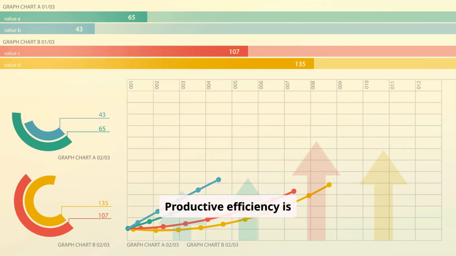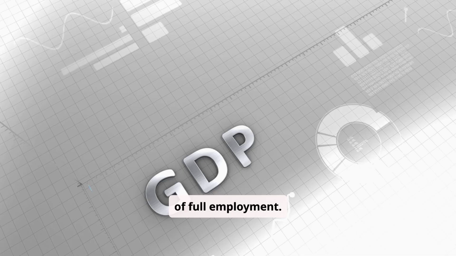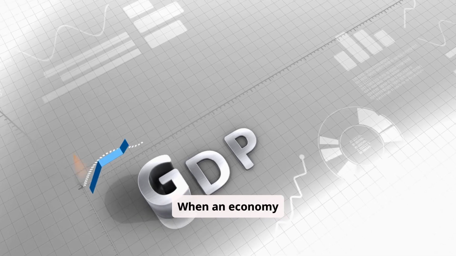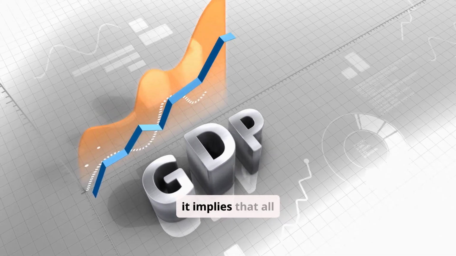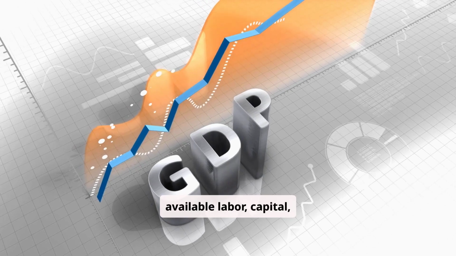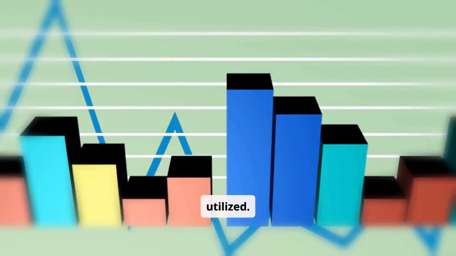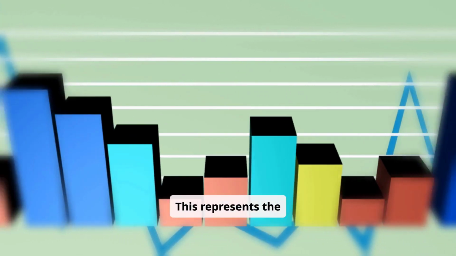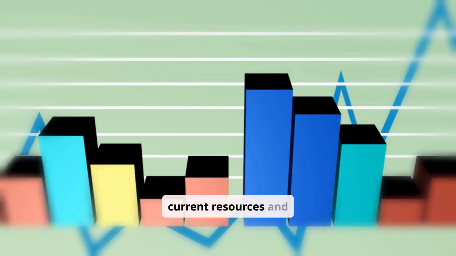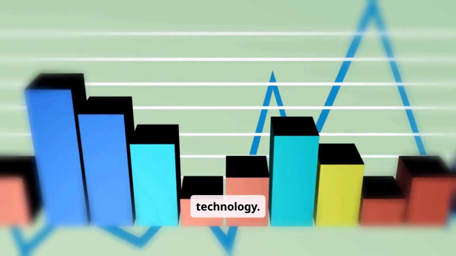Productive efficiency is closely linked to the concept of full employment. When an economy operates on its PPC, it implies that all available labor, capital, land, and entrepreneurial ability are being fully utilized. This represents the maximum potential output given current resources and technology.